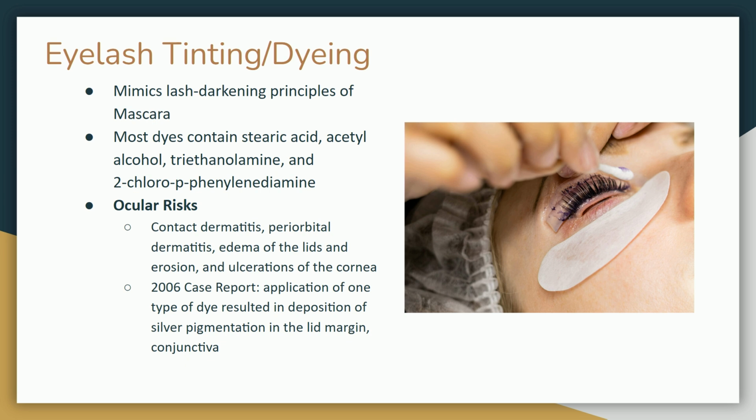In 2006, there was a case study series that identified a specific brand of eyelash tinting dye that caused silver deposition within your eyelid margin as well as your conjunctiva. They saw that recurrent dyeing will cause some corneal argyrosis as well as conjunctival argyrosis.